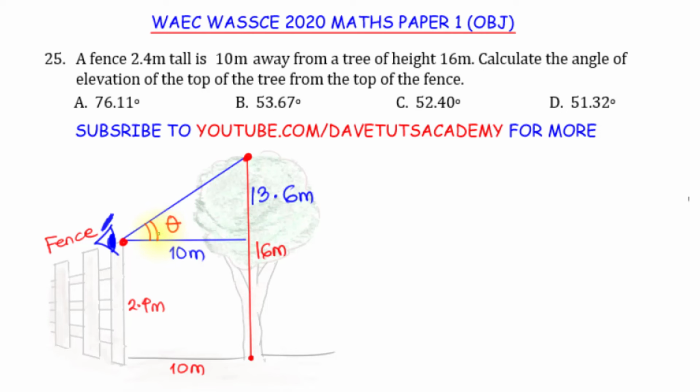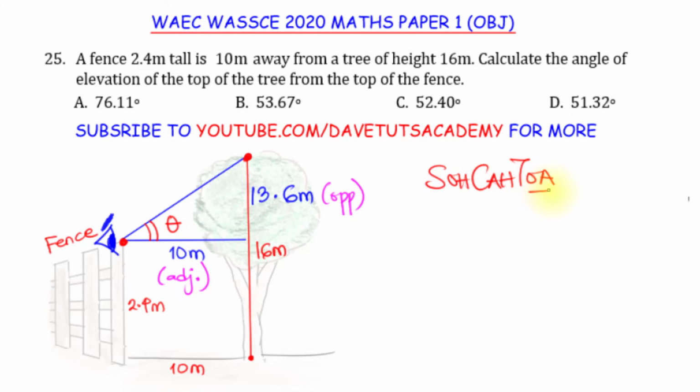So relating the angle to the known sides that we have, this side is the opposite to that angle. This 10 meters is the adjacent to the angle, okay. So what is relating the opposite and the adjacent? From our SOHCAHTOA, we recollect SOHCAHTOA.